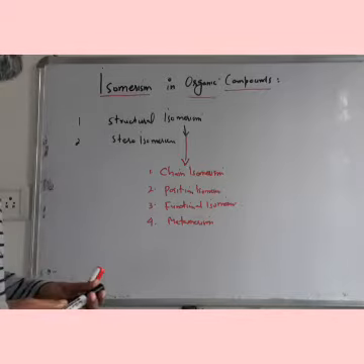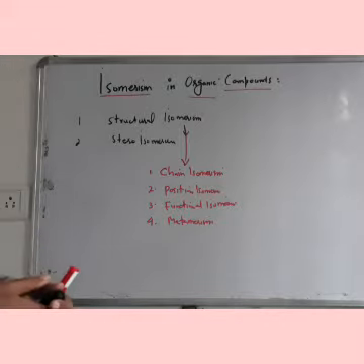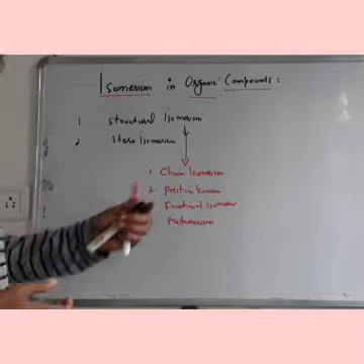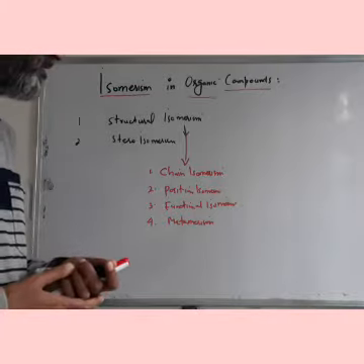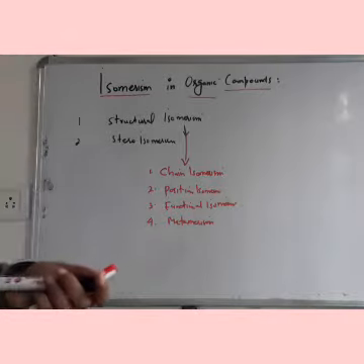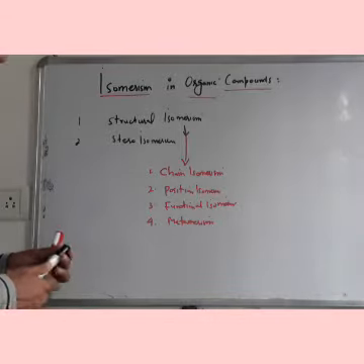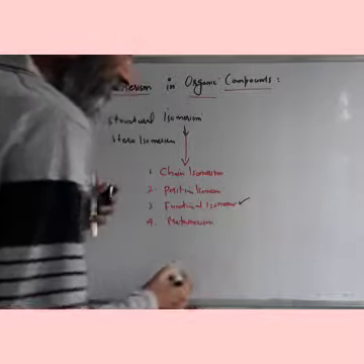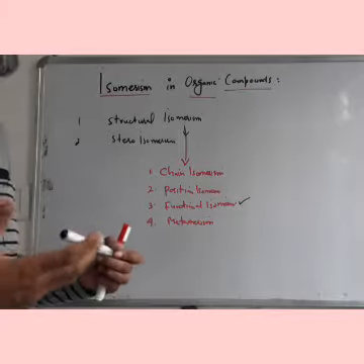Chain isomerism, here the isomers differ in the carbon skeleton. Position isomerism, the isomers differ in the position of the functional group. So today we'll discuss functional isomerism, the type of structural isomerism.